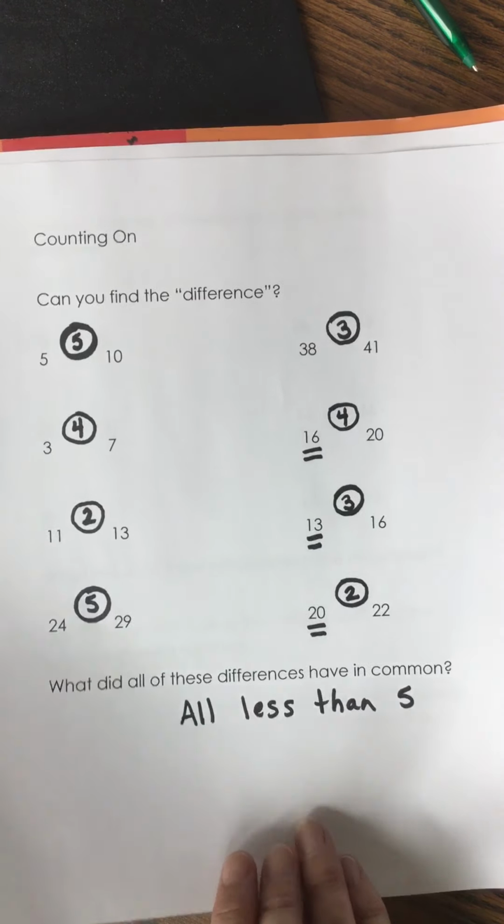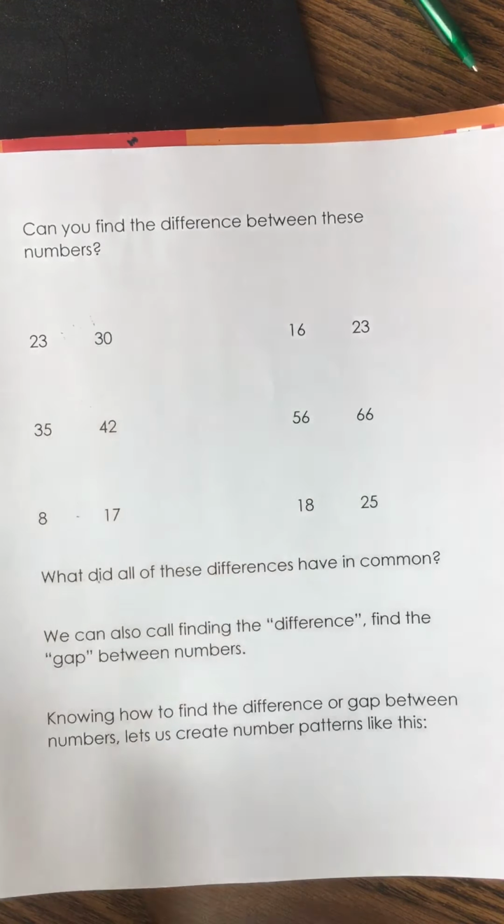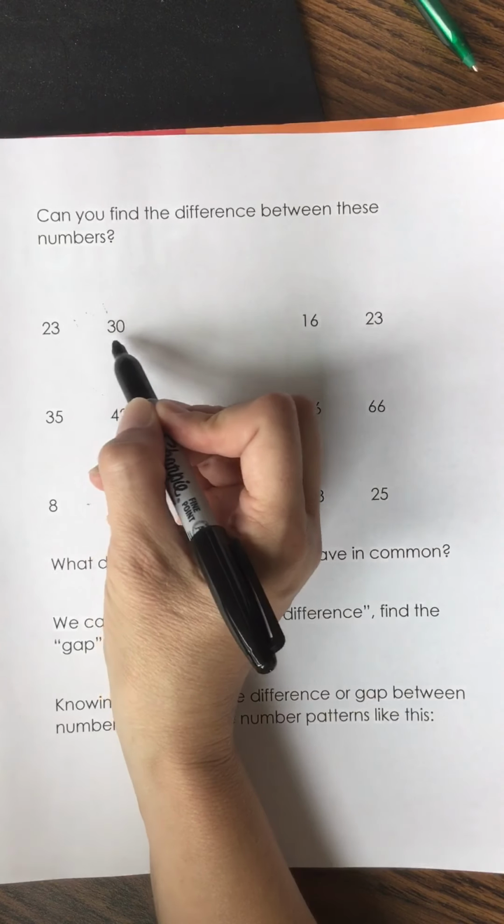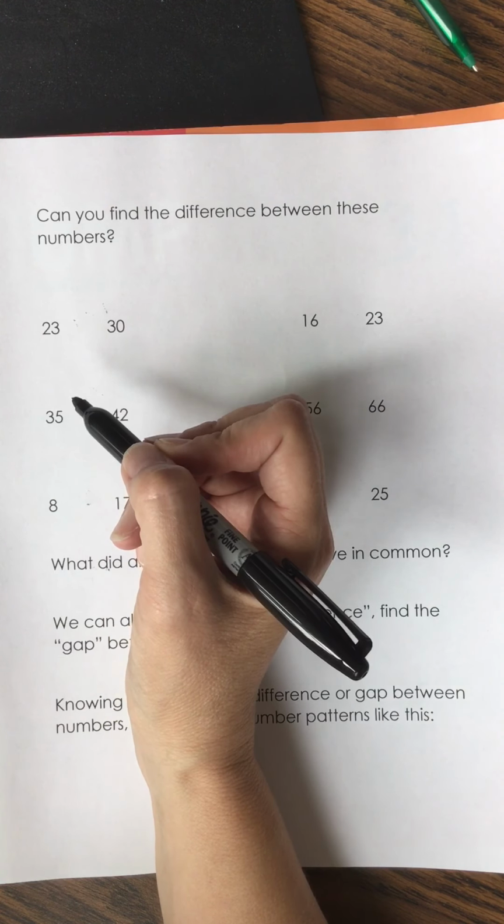5 or less? No. So that means we might get some bigger numbers where we have to use both our hands. Or eventually we'll do it mentally in our head where we won't have to use our hands. But look at 23 and 30. Are they the same? No.